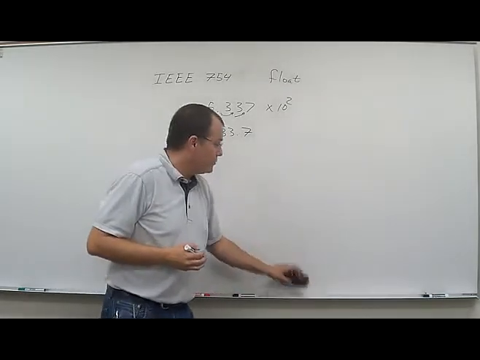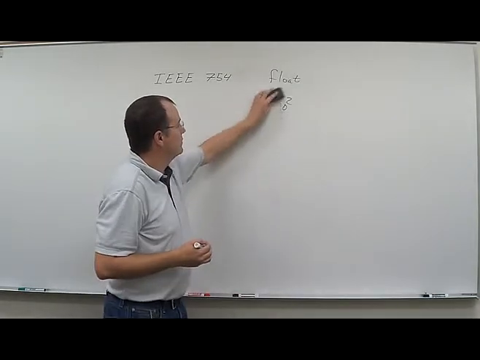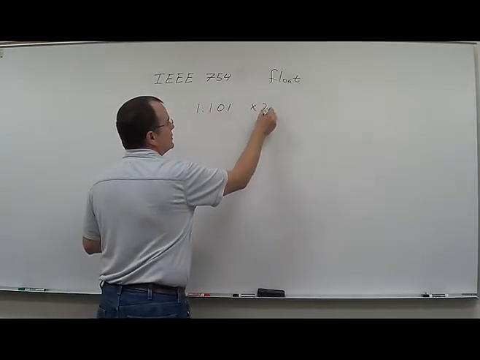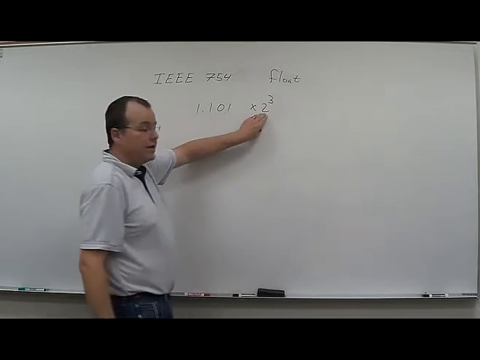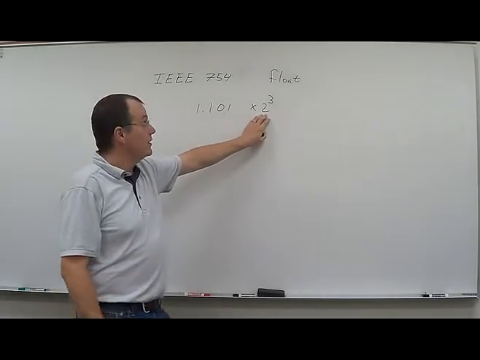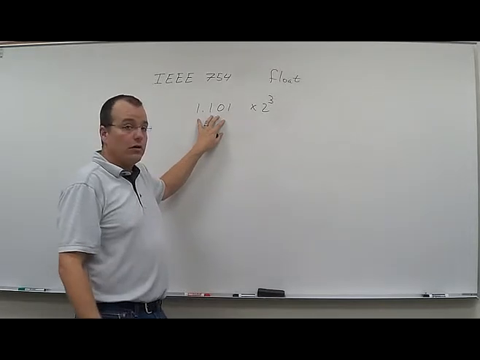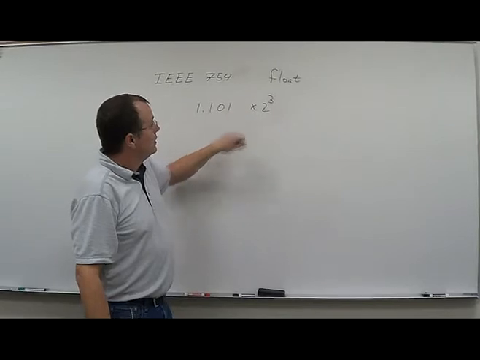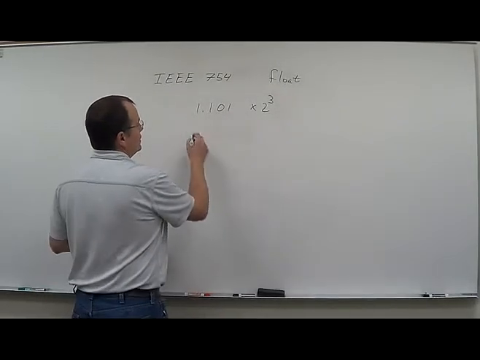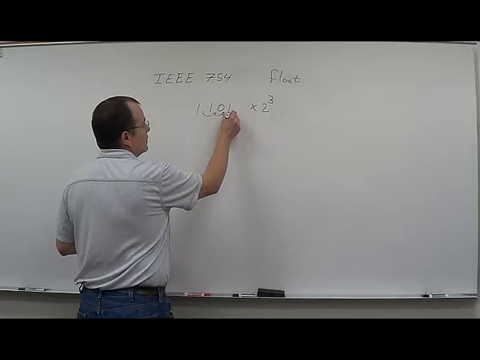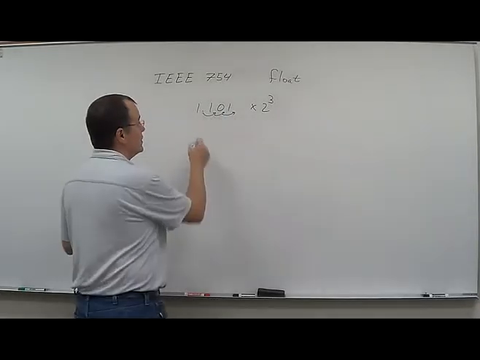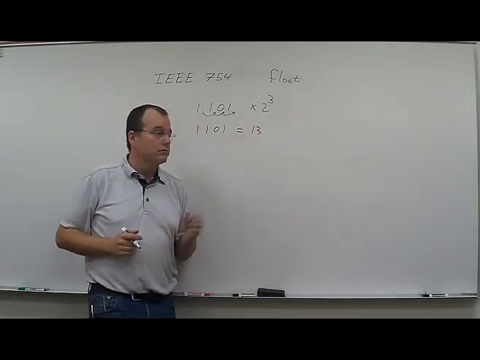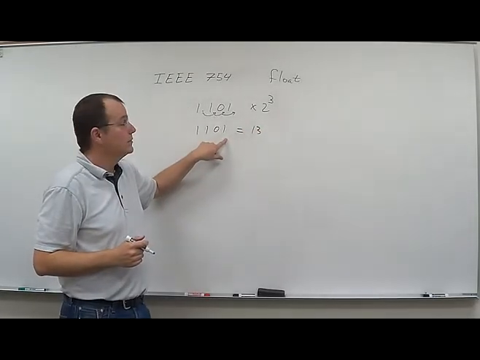This intuition applies in binary. So I could have the number 1.101 times 2 to the third. Our 10 gets replaced with a 2 because we're in binary. Our digits here are all 0 or 1, and we now have this binary point. What this really means is, again, we move the binary point 3 spaces to the right, and this is really the integer 13. 8 plus 4 plus 1.